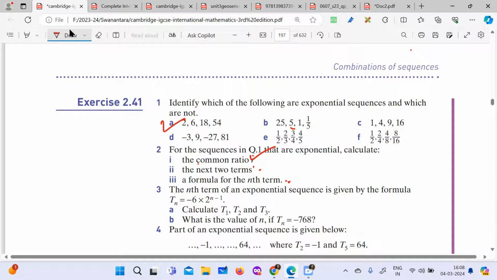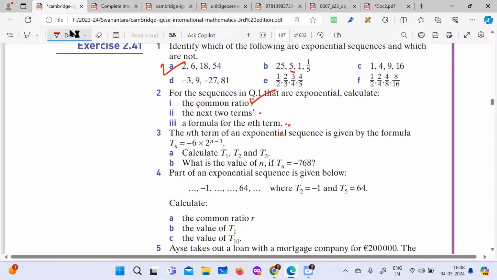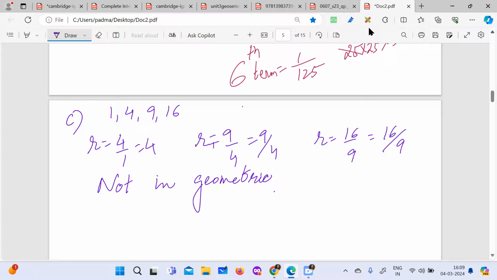And then the formula for the nth term. Okay, so we didn't do how to find the next two terms. We will do that. I'll do that.